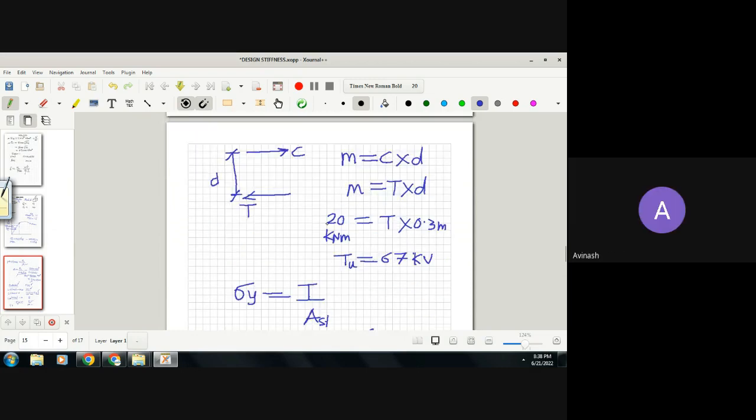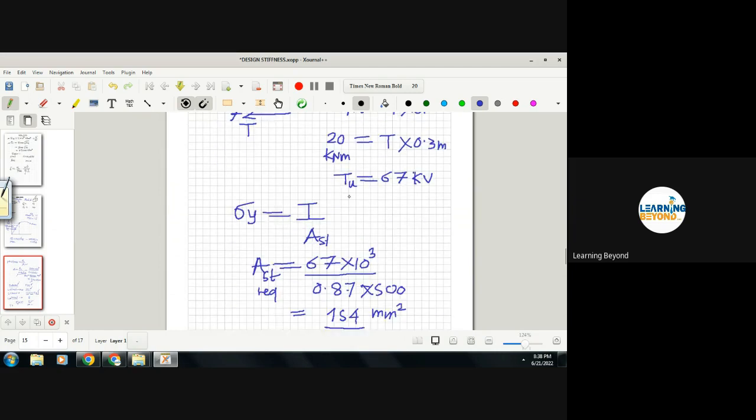You know the moment, you know the distance, and T is unknown. So T I can calculate. Let's say it is 67 kilonewton, this is 20 divided by 0.3. Now I know the force or tension in the steel, and I know the permissible stress.